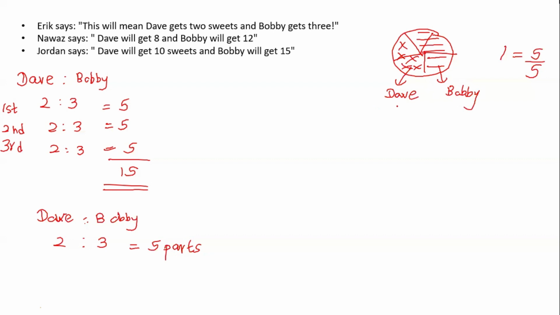Now we have to find the fraction for each student. Let's take Dave. From the total, that means from 5 parts, Dave is having 2 parts. That means the ratio will be what? Actually, not the ratio. The fraction will be 2/5, right? Then what about Bobby?